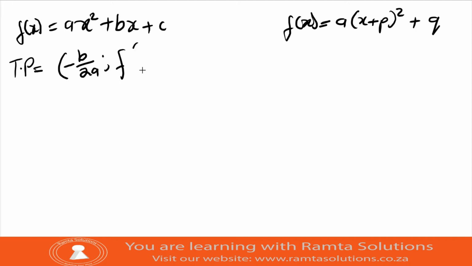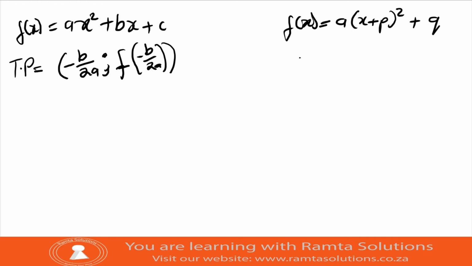Now substitute this x value into your given equation. Okay? Substitute your given x value, your given axis of symmetry, into the equation of the graph, and you will get the corresponding y value.